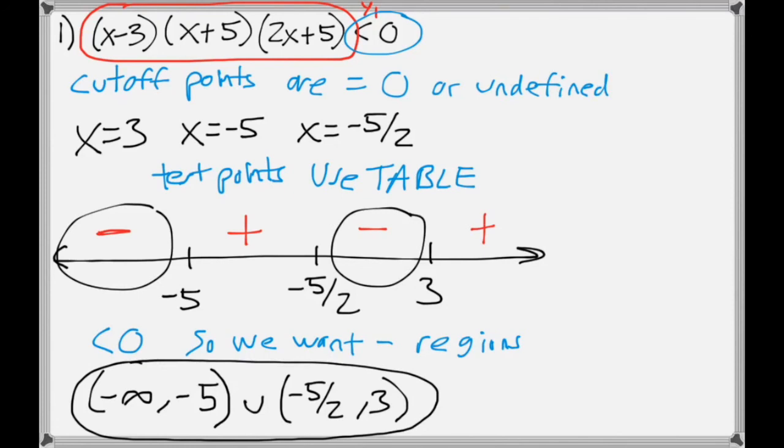Any number within these two regions will make the original inequality true. So it's not just one number, it's actually an interval of numbers that make the original true. That's really why we use the number line here.